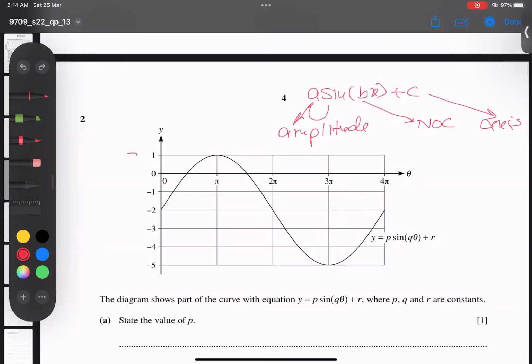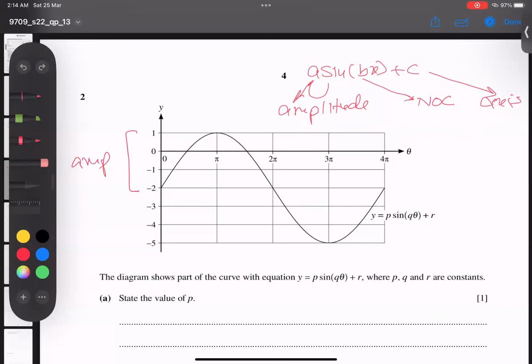So from this to this is called amplitude. Very clear approach. So it means 1, 2, 3. So I can say directly what the p value is from the diagram. Because p is multiplying with sine, it is called amplitude, and we can say directly the answer is coming here, P is 3.